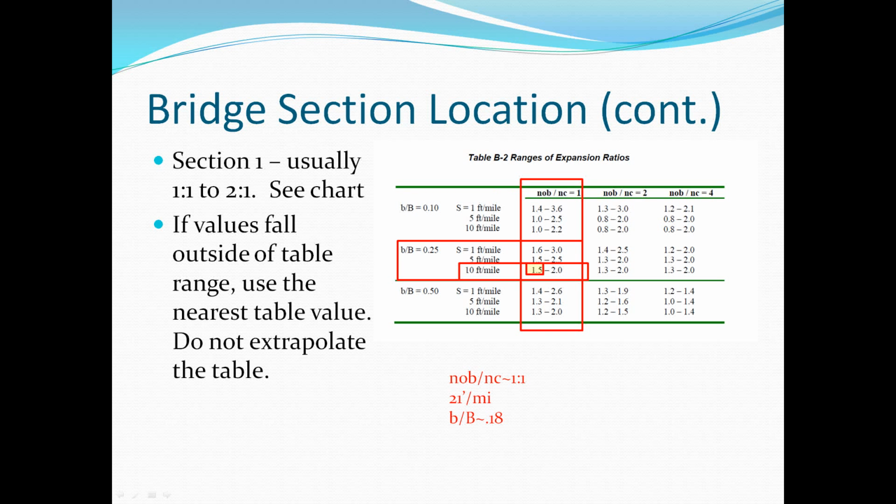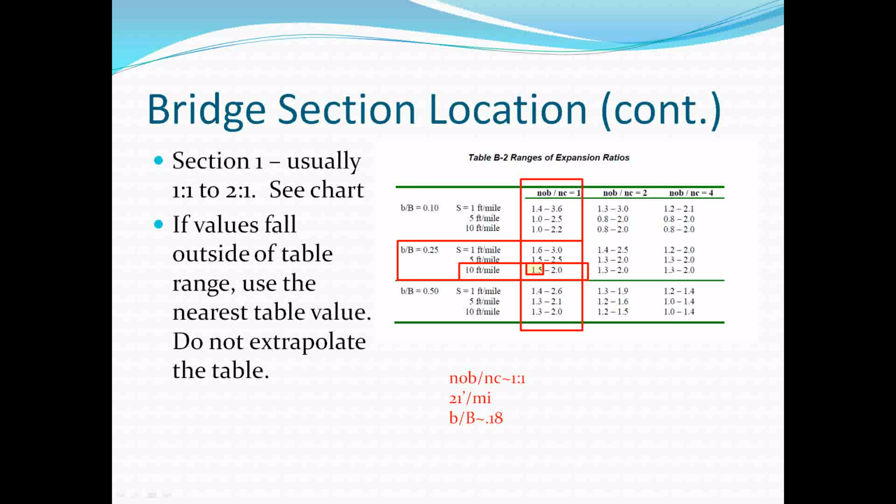So in this project, the first thing I did was find the N value of the overbank and the N value of the channel to be able to find the NOB over NC ratio. And you can find N values in DR 503 in the drainage manual. I used 0.035 for pasture high grass for the overbank, and then for the channel I used 0.0425. And that's about a 1-to-1 ratio, so that put us in that first column.